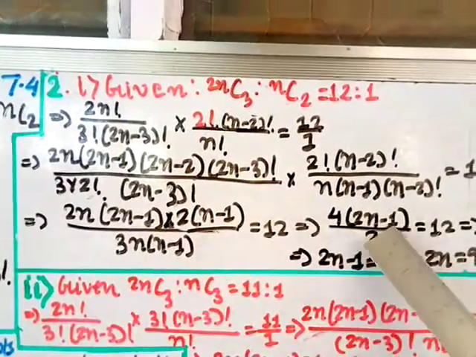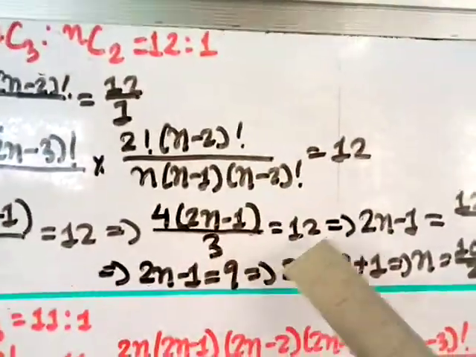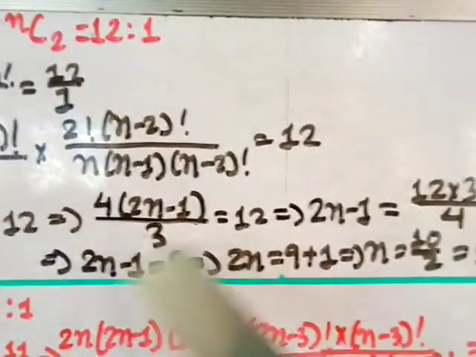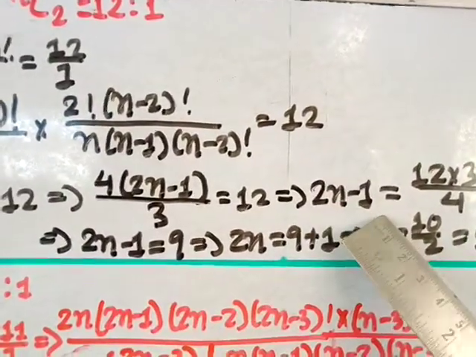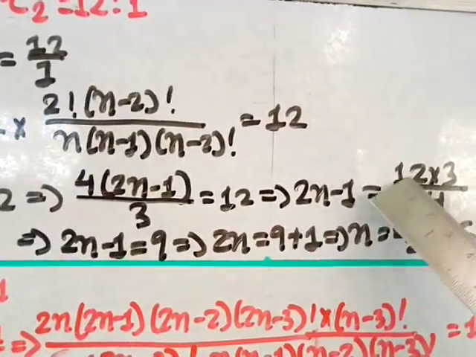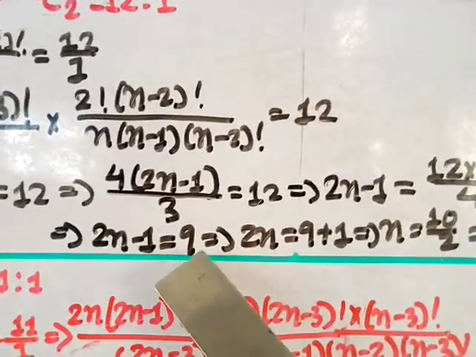Here remains 2n minus 1. Here in the denominator only 3 remains, and this is 12. Now if you transfer this 3 over here, it will go in the numerator, and this 4 if you transfer, it will go in the denominator, and this side remains 2n minus 1. So here when you cut 12 by 4, you get 3. 3 into 3 is 9. So 2n minus 1 equal to 9.